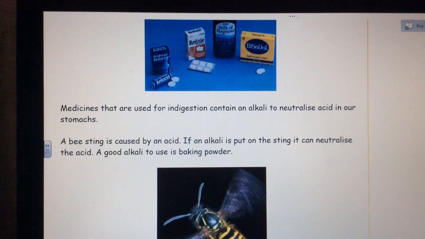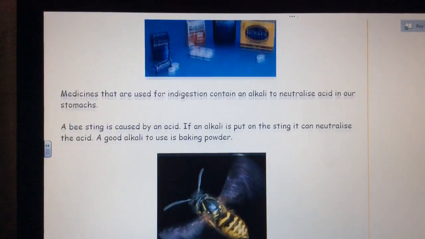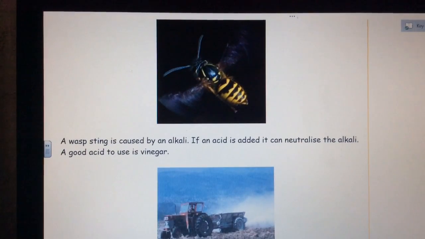A bee sting is caused by an acid. If an alkali is put on the sting, it can neutralize the acid. A good alkali to use is baking powder. A wasp sting is caused by an alkali. If an acid is added, it can neutralize the alkali. A good acid to use is vinegar.